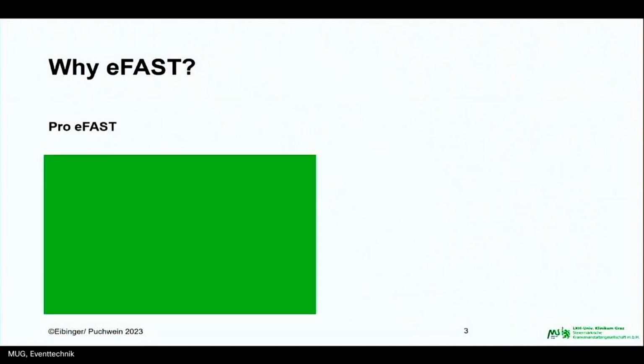So before we talk about the eFAST, you need to know which things you can see in the eFAST and which things you cannot see in the eFAST protocol. So what's pro eFAST? First thing, it's a very fast examination. If you are skilled in doing your eFAST, you usually don't need longer than 1 or 2 minutes to perform the examination. It's a simple examination and it's very well trainable.